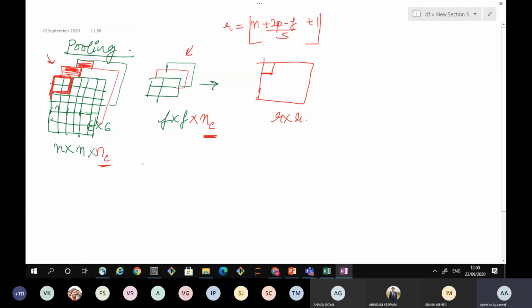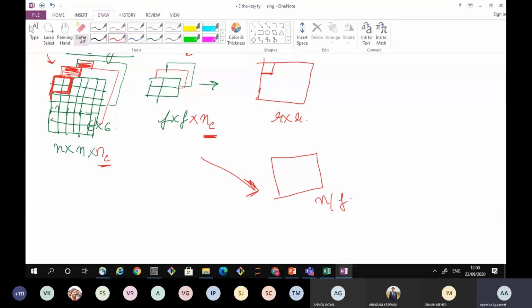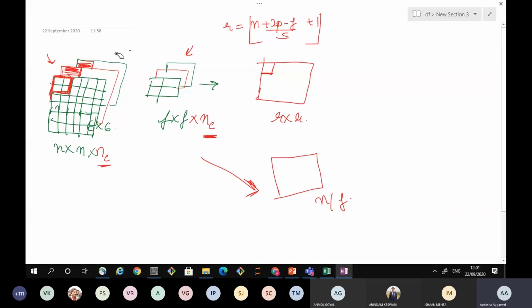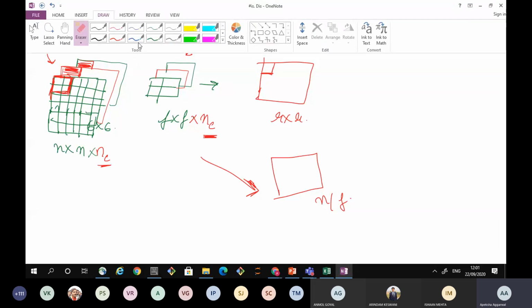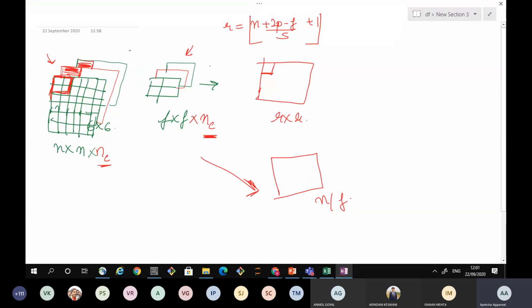Now, if I'm applying pooling, what happens is, this I am talking about convolution. So in pooling, output size is not r cross r. In pooling, output size is n by f. Why is it? Because there is no overlapping. I would delete this again. So this is my convolution and this is my pooling.